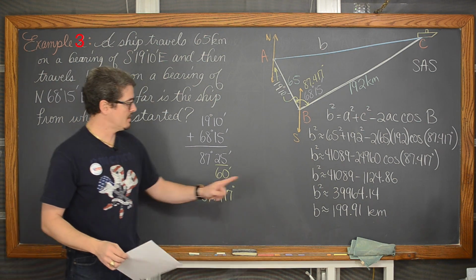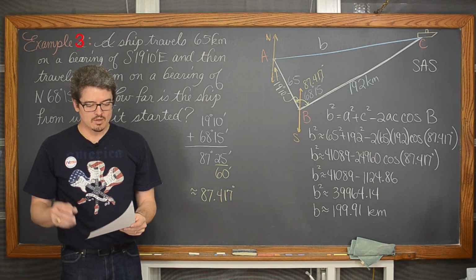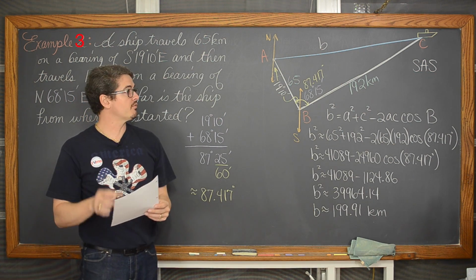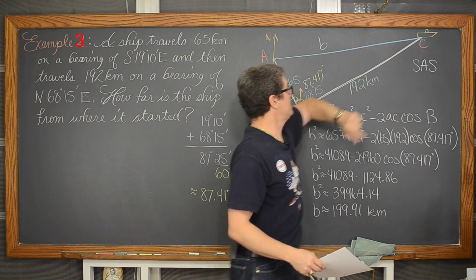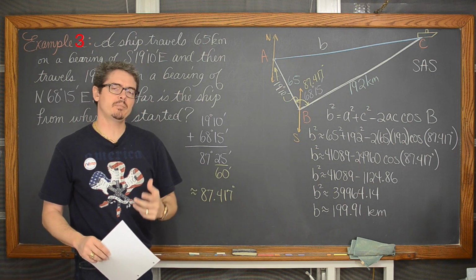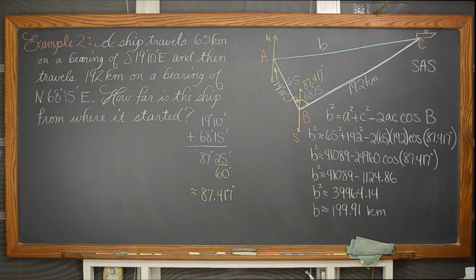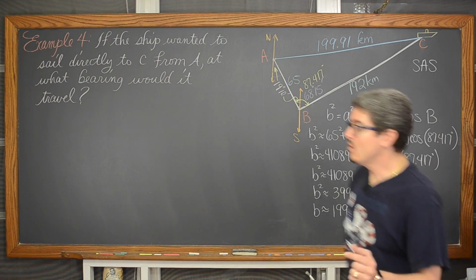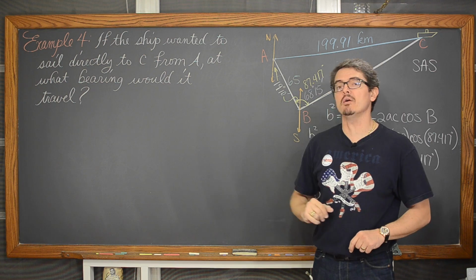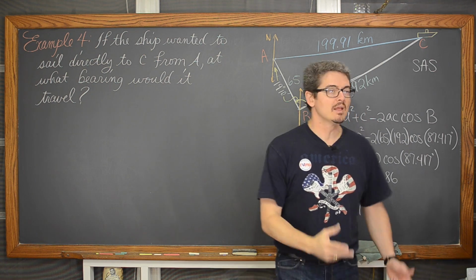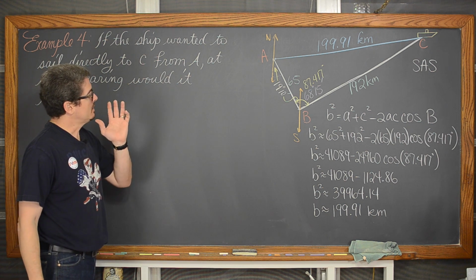Now, what if, now that we know how far the ship is from its original starting point, what if we wanted to sail directly to C from A? What would the bearing have to be? So if the ship again wanted to sail directly to C from A, at what bearing would it travel? Just put it in words, right? Okay, so I left all this up here, and what bearing?